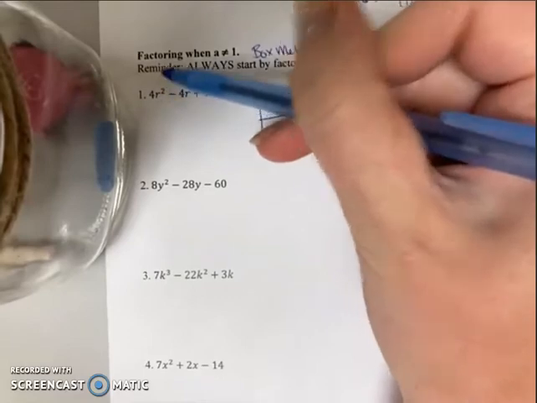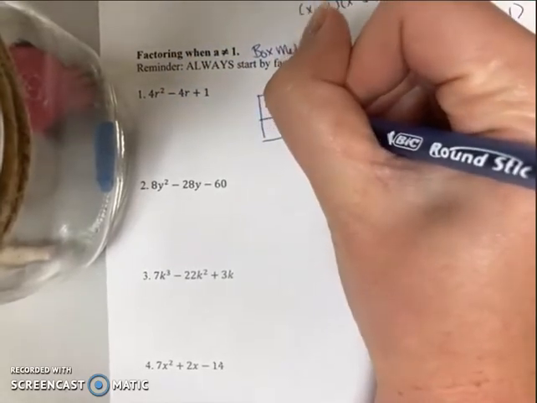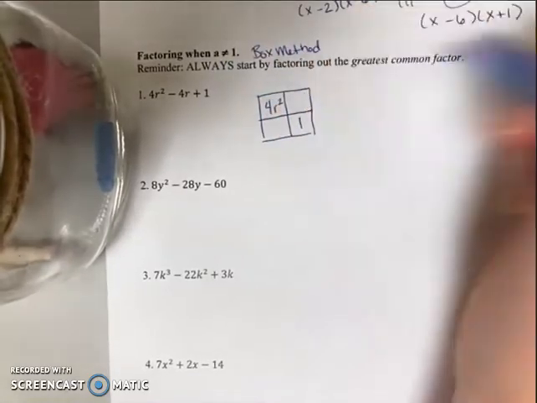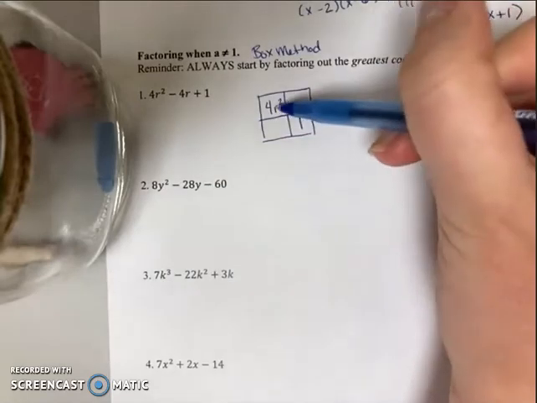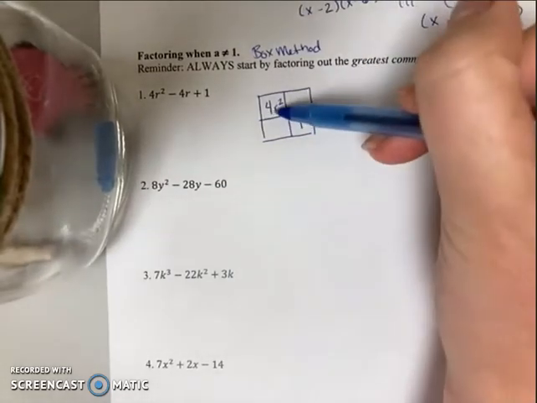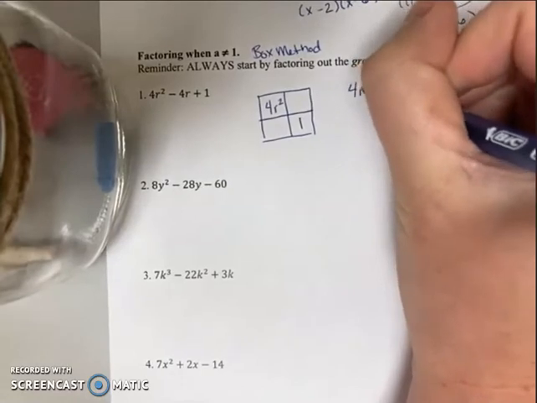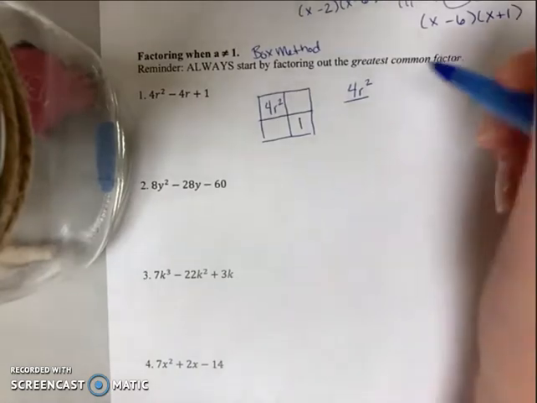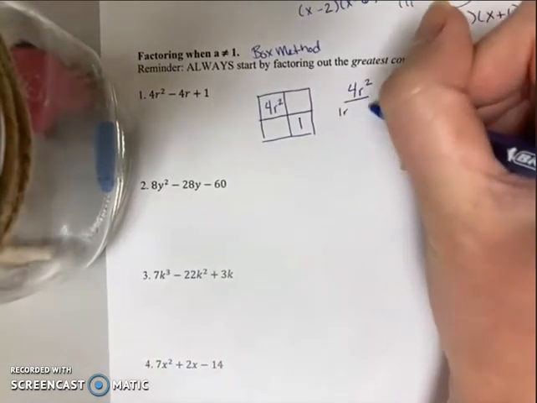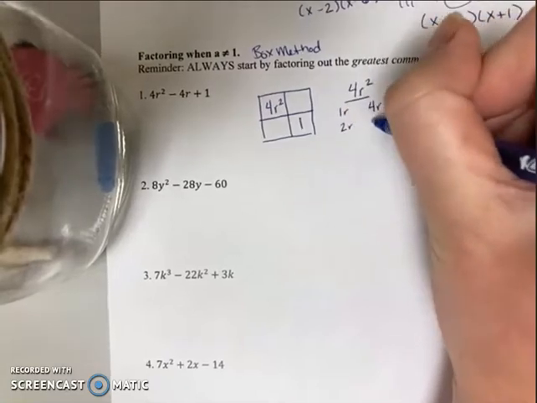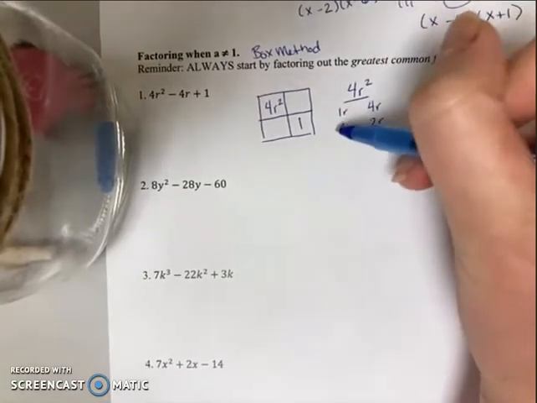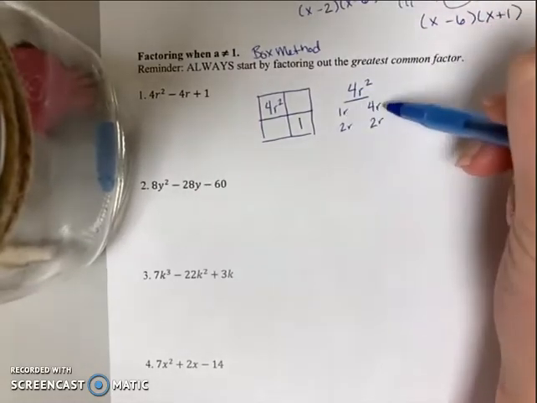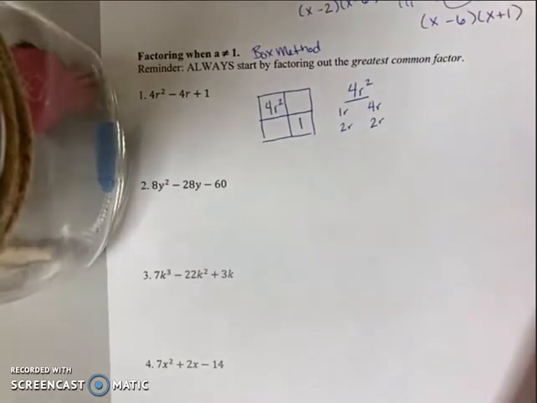The first term goes in the first box, so 4r squared. The last term goes in the last box, so 1. We then need to multiply these two things together. 4r squared times 1 is 4r squared. We're going to write out the factors. That would be 1r, 4r, 2r, 2r. I get the 1, 4, 2, and 2 from the factors of 4, and I attached an r to each of these because r times r is what gives me r squared.